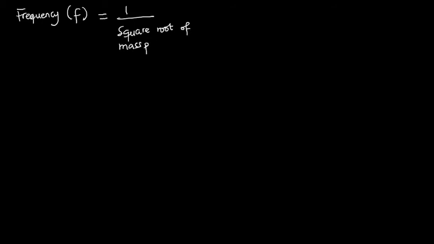So we have the frequency of a string, which I'm going to denote by f. The frequency of a string is inversely proportional to the square root of its mass per unit length. Okay, so the frequency is inversely proportional to the square root of the mass per unit length of a string.